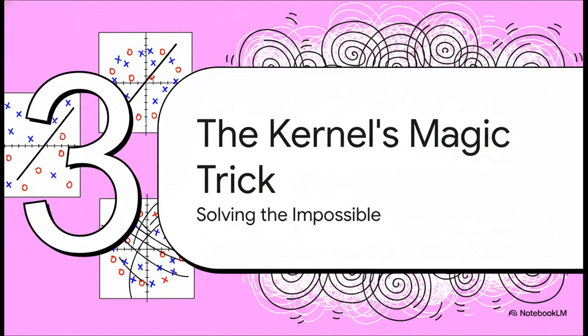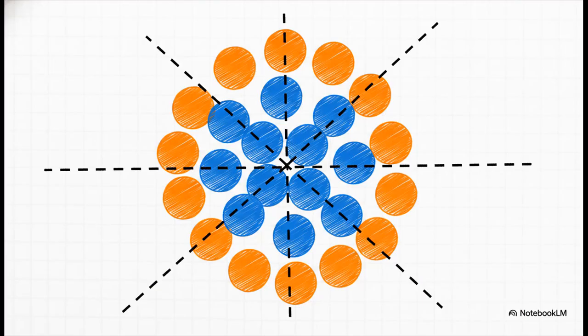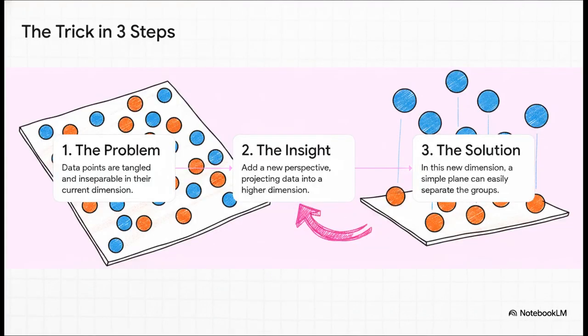Okay, so we've got our strategy for drawing the best straight line even when the data is a bit messy. But what if no straight line on Earth can do the job? Just look at this. The blue dots are completely trapped inside a circle of orange dots. There is no way you can draw one straight line to separate them. It's just impossible. And this is where we get to see the real magic of SVMs with something called the kernel trick. It really is all about changing your point of view.